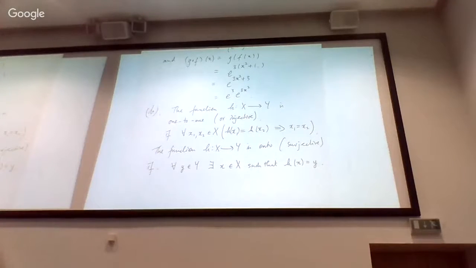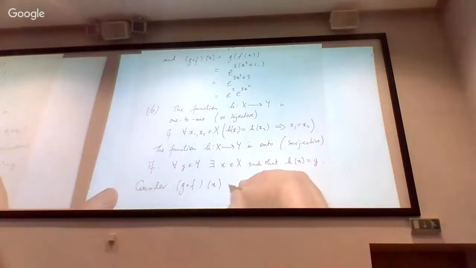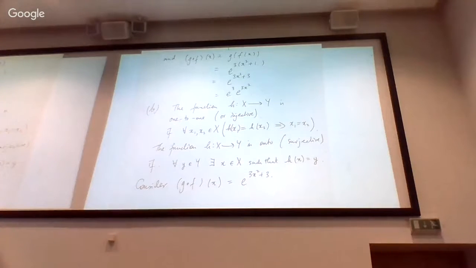And then illustrate one of these by showing that g after f is not one-to-one. So we consider g after f on x, and what was our nice expression for that? It is e to the 3x squared plus 3. It says prove it's not one-to-one. The significant thing here is the squaring that's done with the argument x. And of course, you know that when you take a number and square it, you get exactly the same value as when you square the negative.